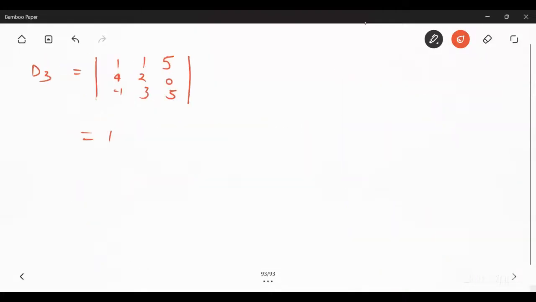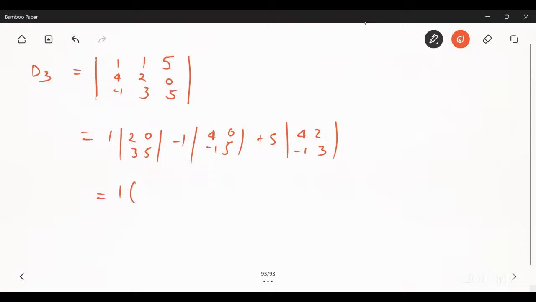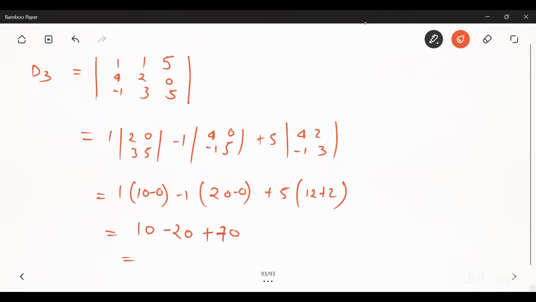So you will get 1 times (2 times 5 is 10, minus 0), minus 1 times (4 times 5 is 20, minus 0), plus 5 times (4 times 3 is 12, plus 2). So 10 minus 20 plus 70, that is 60 will be the value.